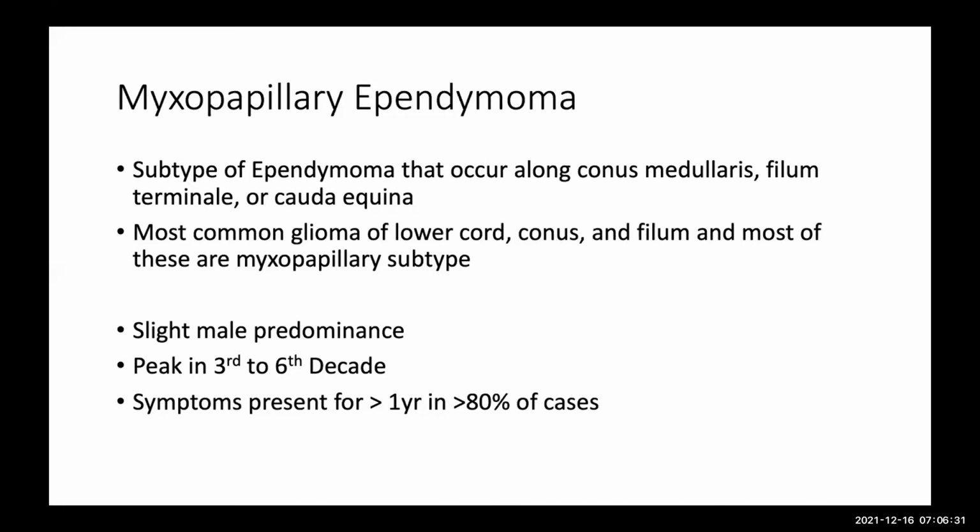But then once you get down to the conus, filum, and the cauda equina, then you're going to see the myxopapillary subtype, which has a slight male predominance, peaks in the 3rd to 6th decade of life. So she meets one of those typical things. And then another typical thing is that there's usually symptoms present for a year in at least 80% of cases, which is suggestive of its slow growing nature, of course.